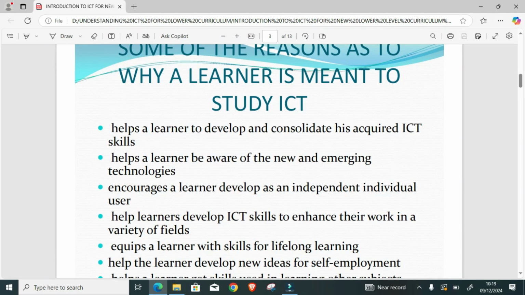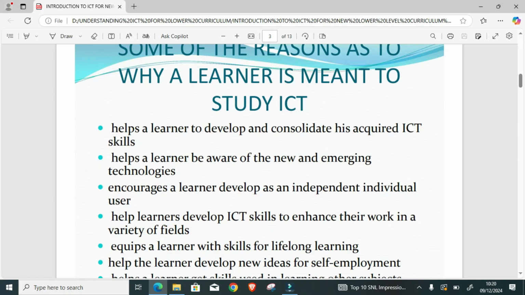From that perspective of understanding ICT by definition, other than dwelling on the abbreviation, what are some of the reasons why we teach ICT, or why students are supposed to learn it? Majority of the students who move from P7 to senior 1 come when they do not know things, and to some extent, some of them just go for ICT because it's meant to be taught and they're supposed to do it. But you as a learner are supposed to also know the reason, that passion as to why you are meant to study ICT.